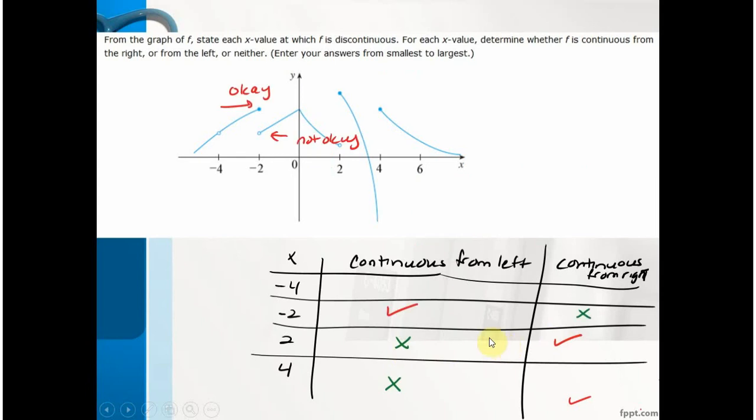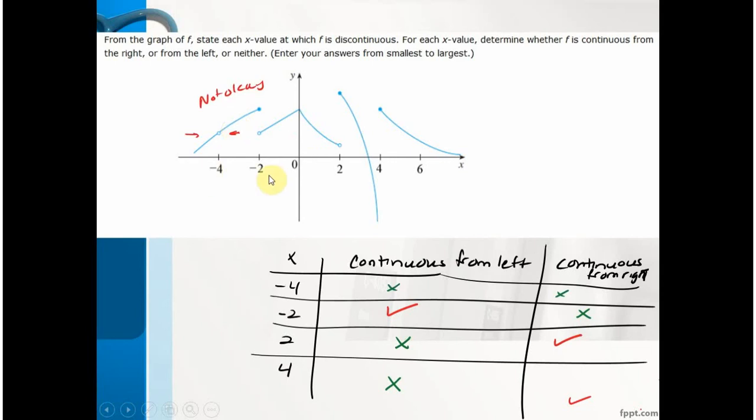Next point, -2. Here we have it reversed. As I approach -2 from the right, I don't have it colored in, so the y values are approaching this hole, but as I actually hit -2, the hole's not colored in, so therefore it's not continuous from the right. But as I approach from the left, it is continuous. Notice that it's colored in.